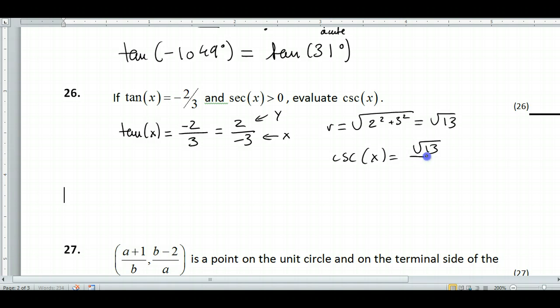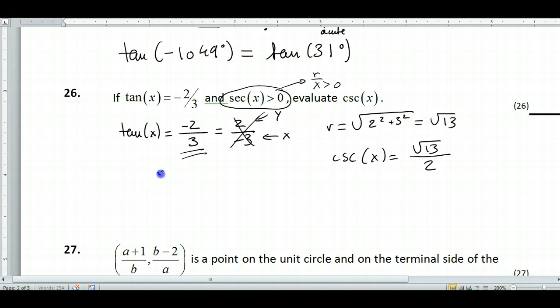And then here, I'm not sure if it's going to be over 2 or over negative 2. So let's answer that question. How do we answer it? Well, secant is positive. That means what? Secant is r over x. r is always positive, right? That means x is positive. Okay, so it's not this one, it's this one right here.